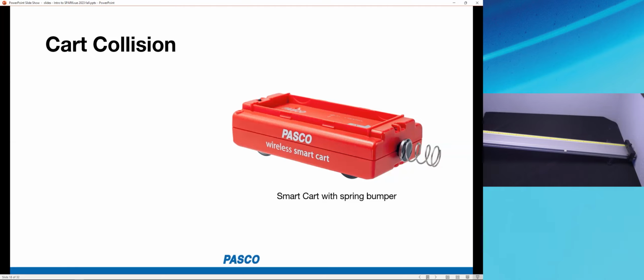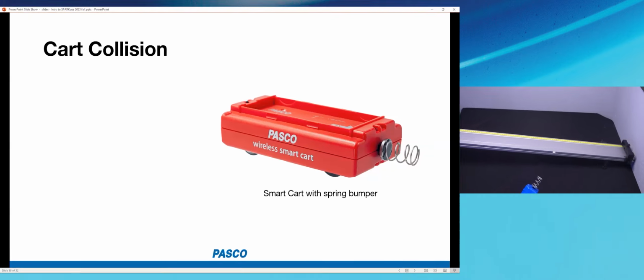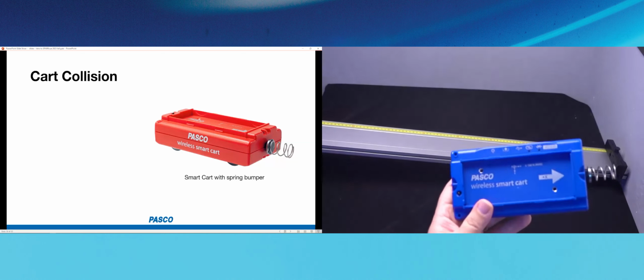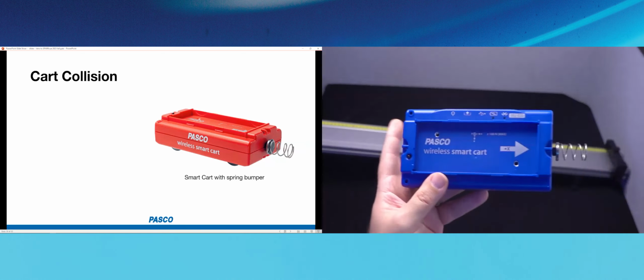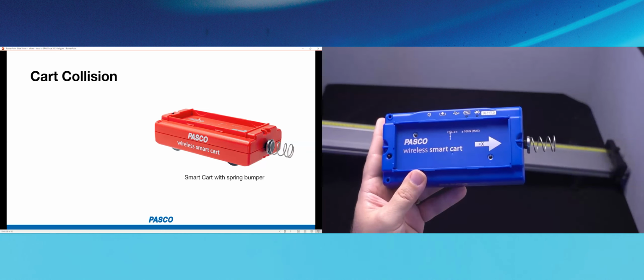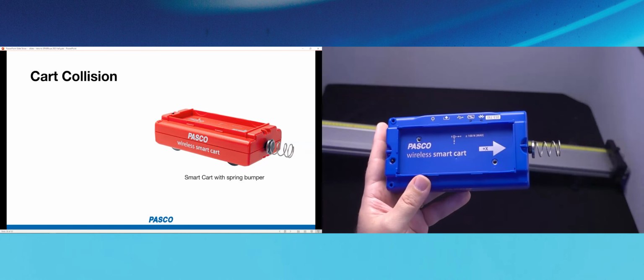So for this, we're going to look at a completely different sensor. This is indeed a sensor. In fact, it's a bunch of sensors in the form of what we call the wireless smart cart. So this has a bunch of sensors built into it, but they act just like wireless sensors, just like the temperature sensors that we just looked at.